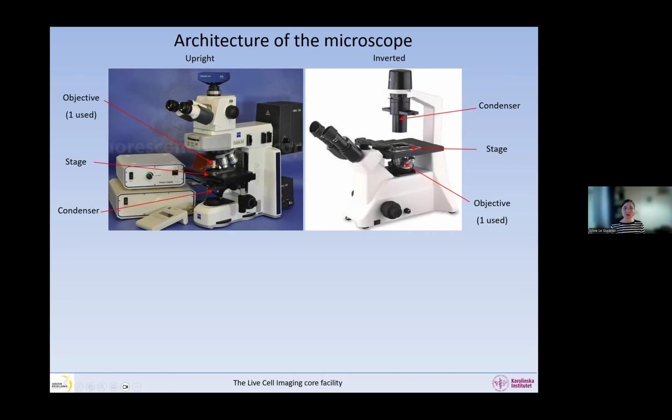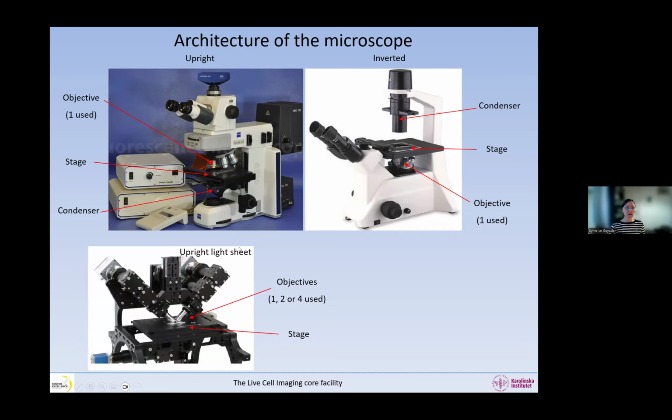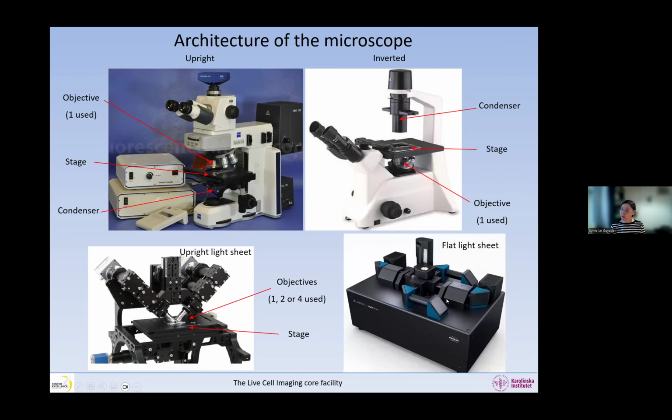So the condenser is always opposite the objective compared to the stage, okay? So here we have a light sheet microscope. Light sheets are a little bit different. We have different types of architectures, but you can see here that this is the stage. These are the objectives, because in light sheet we often have several objectives, and you can see that the objectives are above the stage. So this is an upright light sheet microscope, and this one is a little bit different.